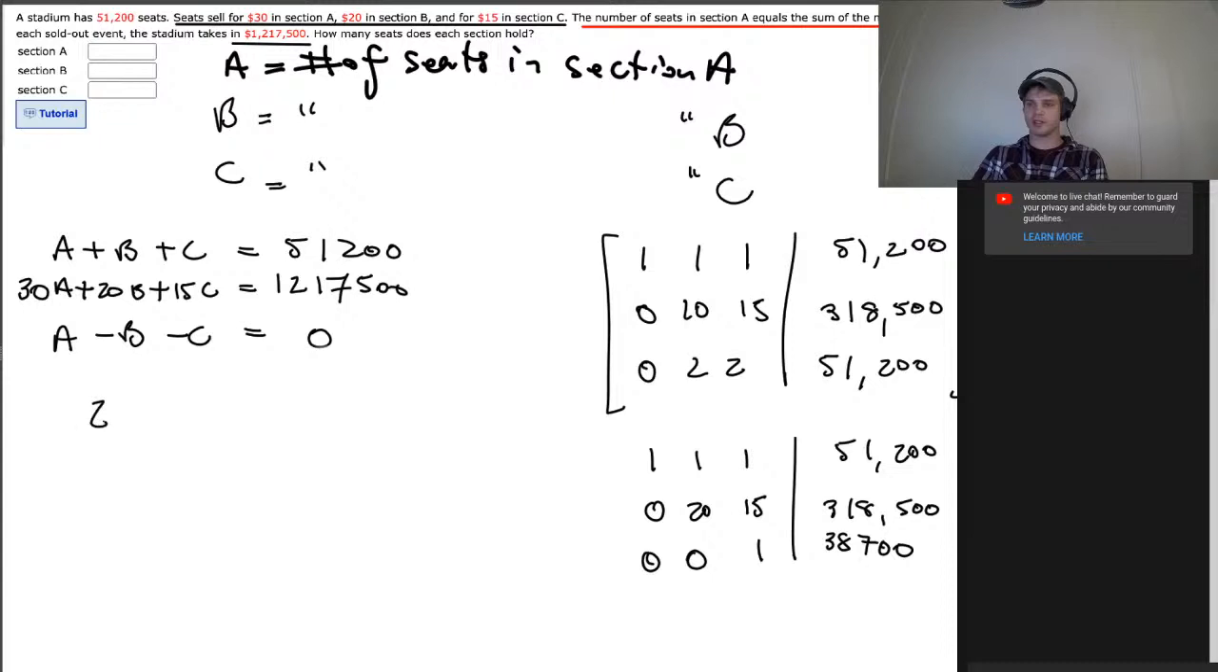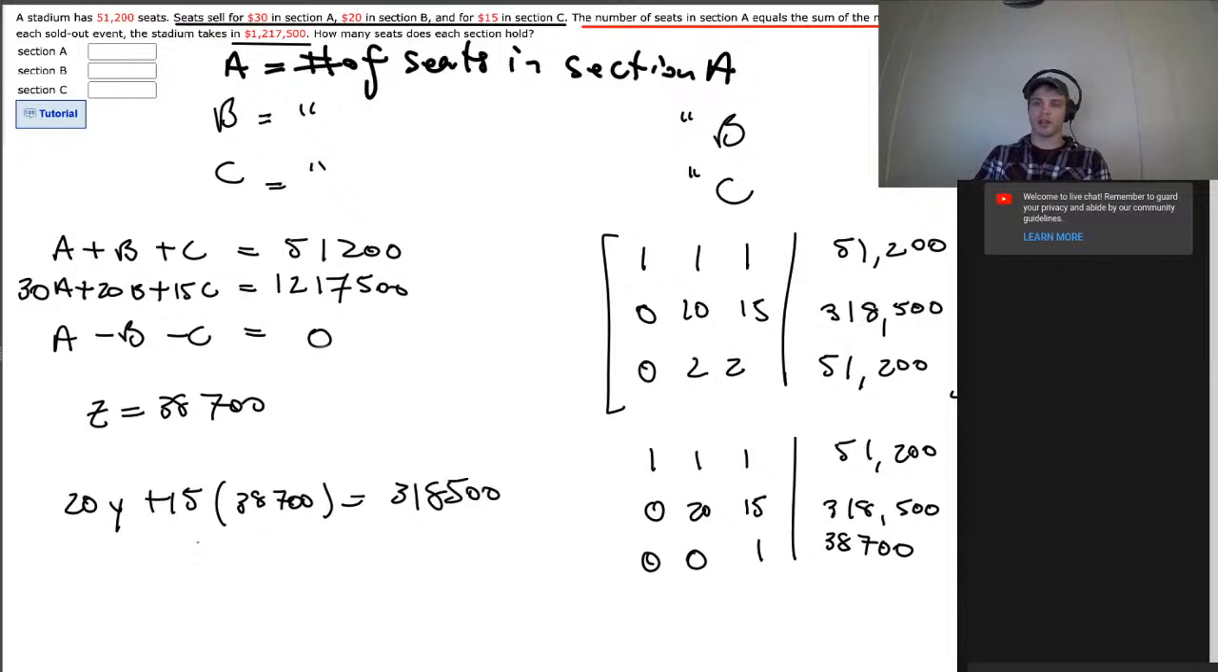Okay, so we know that z equals 38,700, which means from the second row of my matrix, I can say 20y plus 15z, so I'm going to substitute z, equals 318,500. Okay, and then I can just solve this. I'm going to subtract this over and divide by 20. So 318,500 minus 15 times 38,700. Oh, that's a negative number. That doesn't feel right.